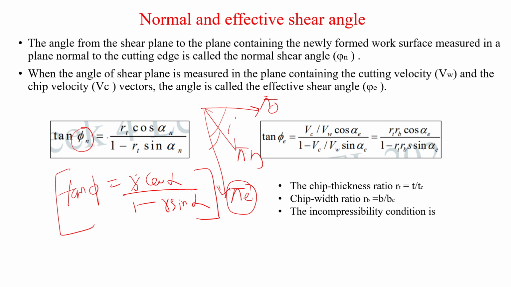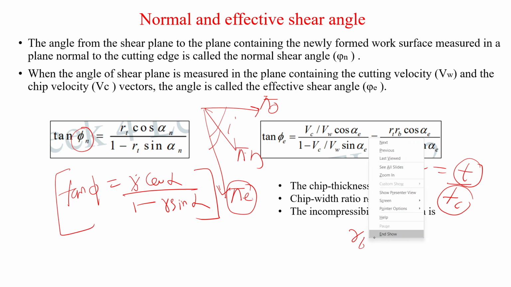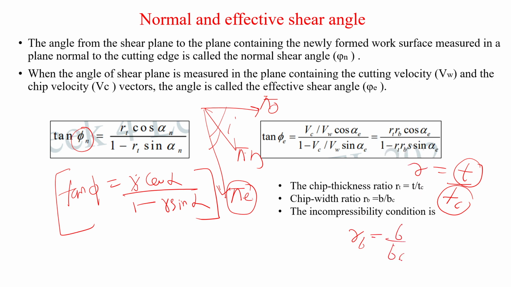For example, in the normal plane it was the same as the orthogonal plane, but in the effective plane there comes another ratio which is called the chip width ratio. It is very similar to the chip thickness ratio. Chip thickness ratio was what? t by tc, where tc is the chip thickness and t is the uncut chip thickness. Similarly, there comes a term called rb, the chip width ratio, which is rb equal to b by bc, where bc is the width of the chip and b is the width of the uncut chip.